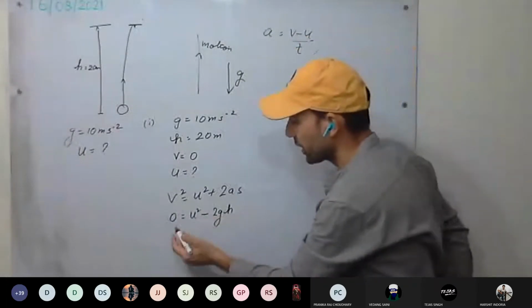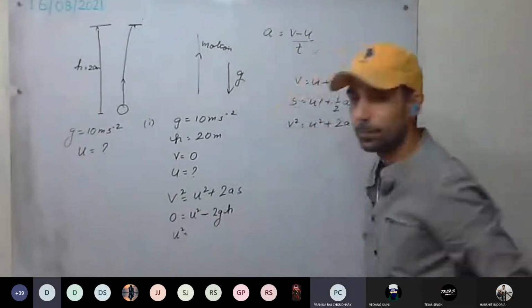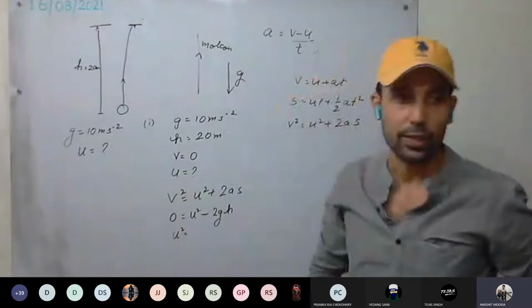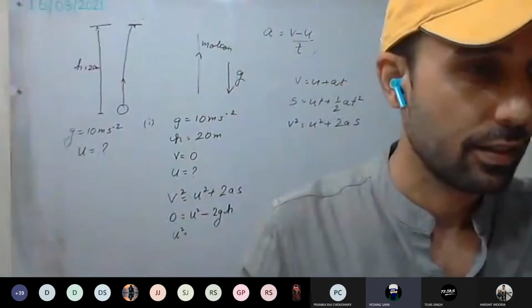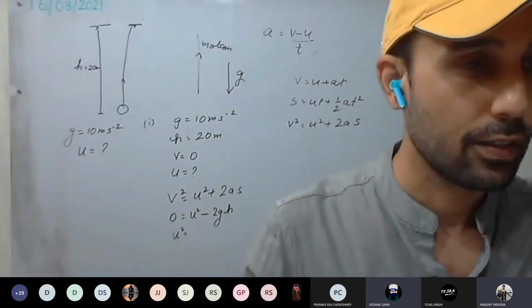Okay, now the initial velocity U square equal to... Sir, your voice is not clear. Yes, sir, your voice is breaking in between.